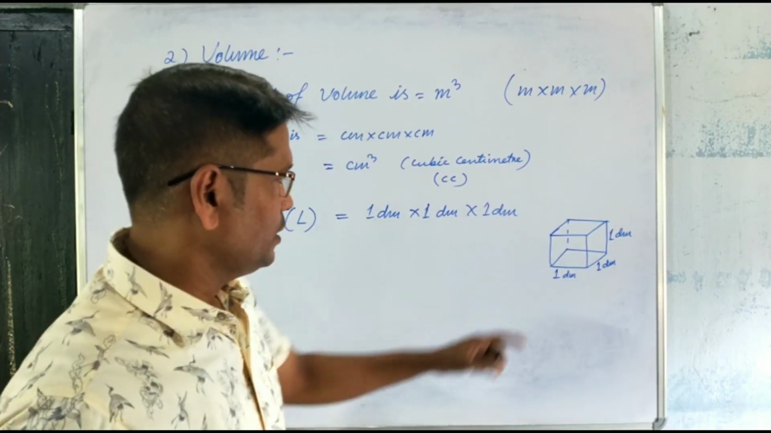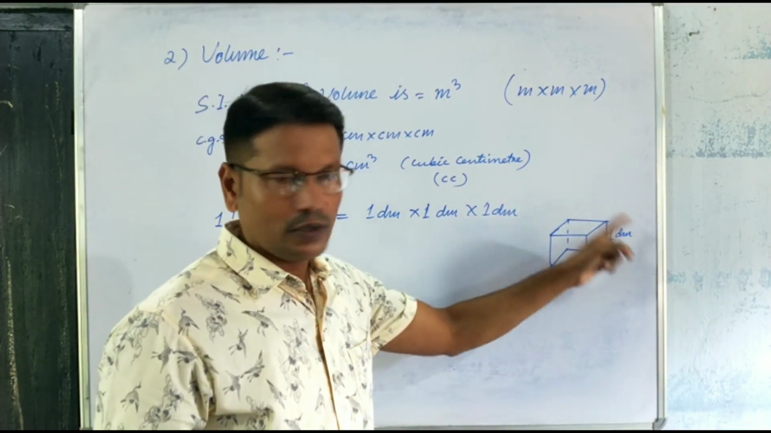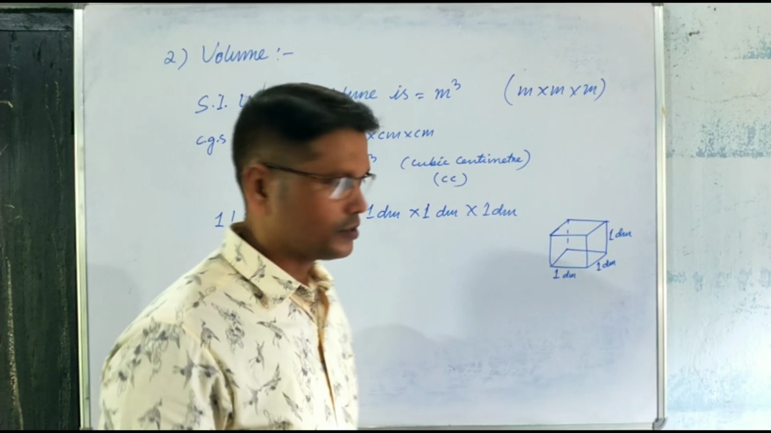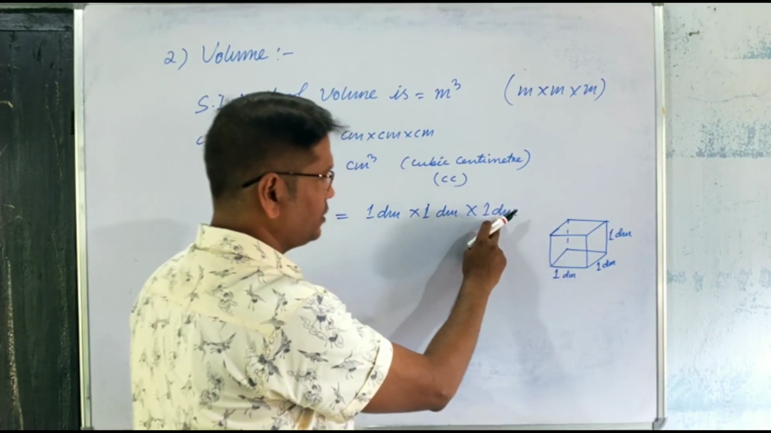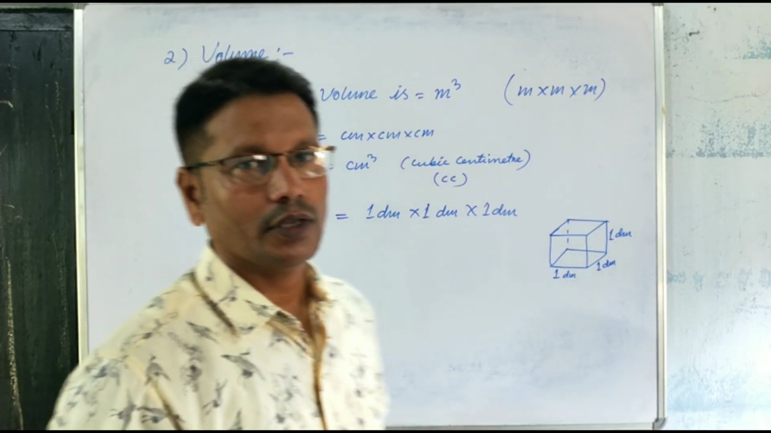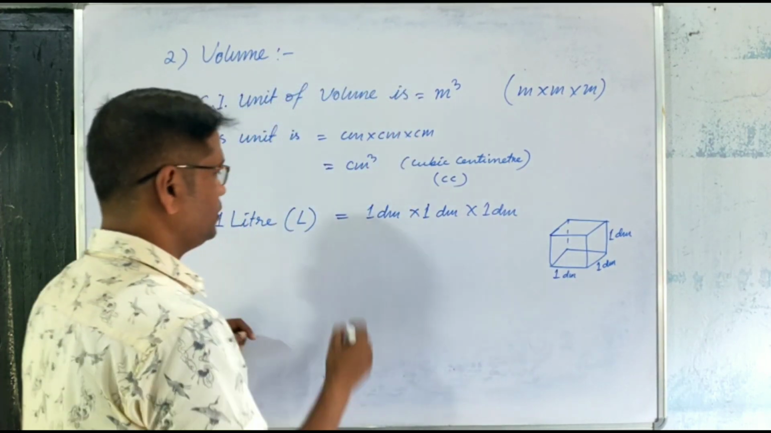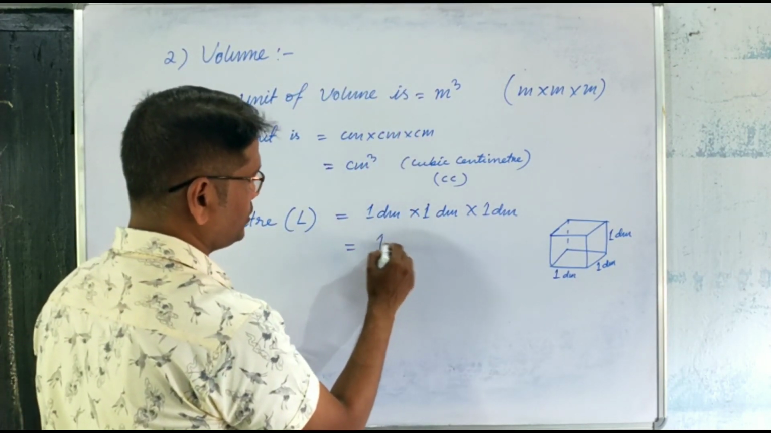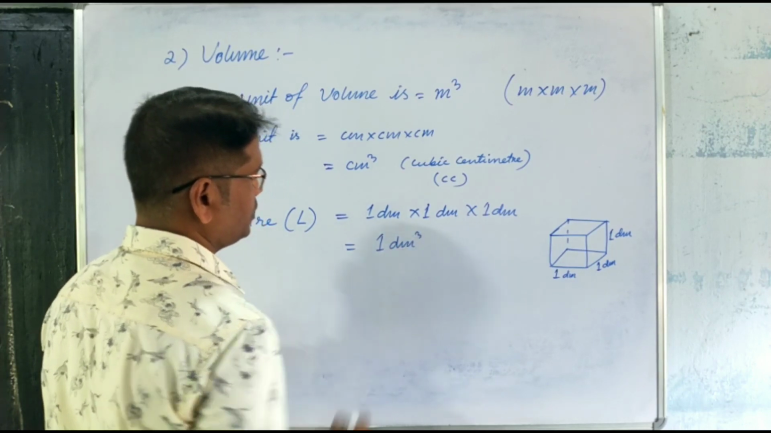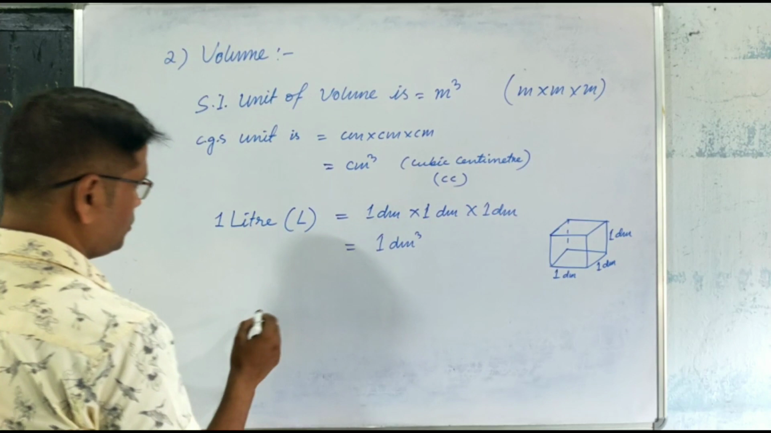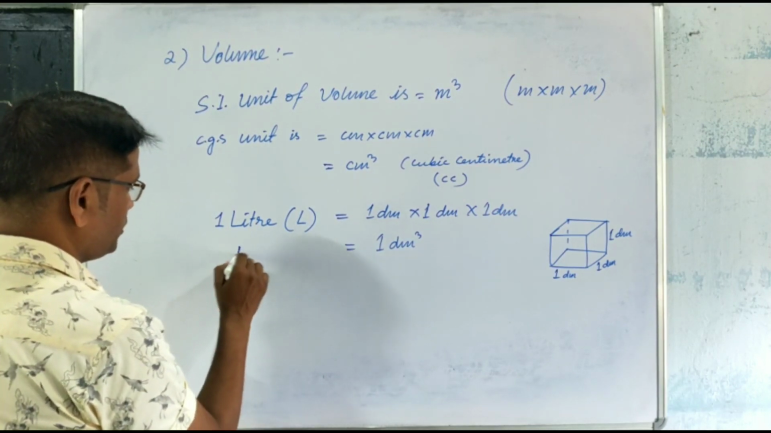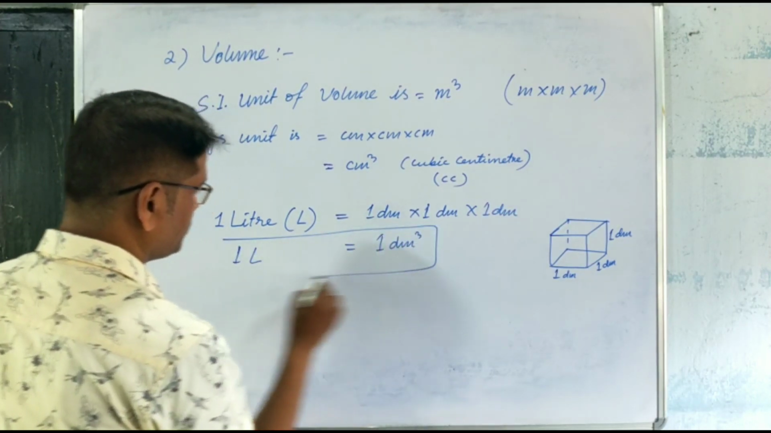Okay. Then what will be the volume of this cubic box? 1 decimeter into 1 decimeter into 1 decimeter, and that is called 1 liter. That means 1 liter is equal to 1 decimeter cube. Again, it is the important point. 1 liter is equal to 1 decimeter cube.